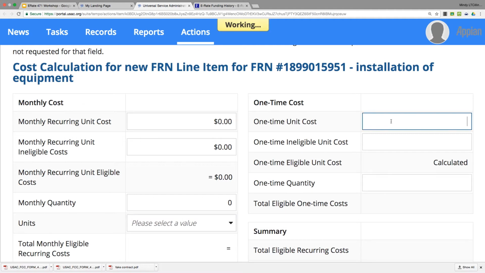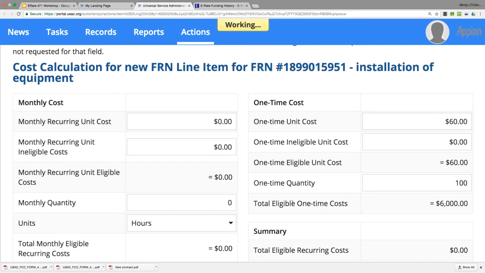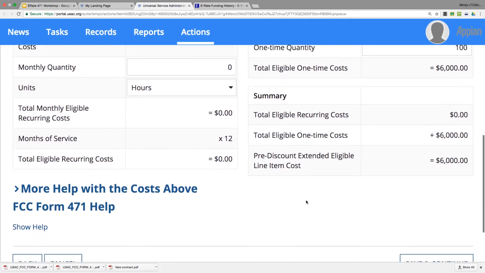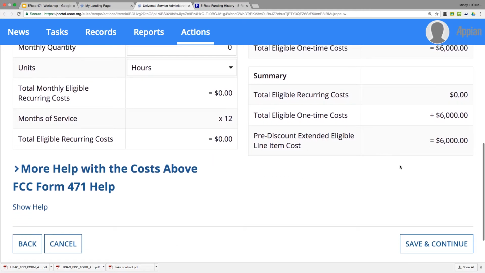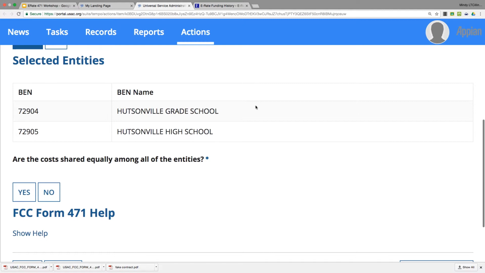Over here, I am going to say it is $60. The ineligible cost is 0, and I'm paying for 100 hours. 100 hours is what he tells me it will take to put all that in. Okay, I know that's an exaggeration, just roll with it. So it's going to be $6,000 to Charlie Incorporated to put that in. You want to come work for me?